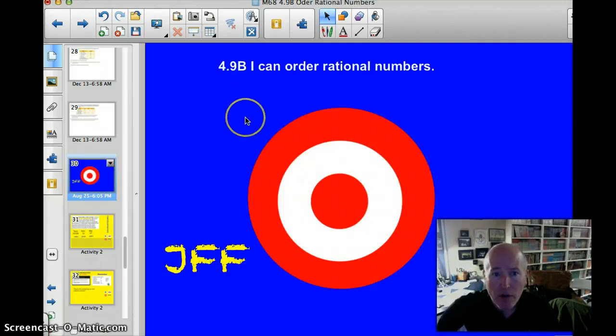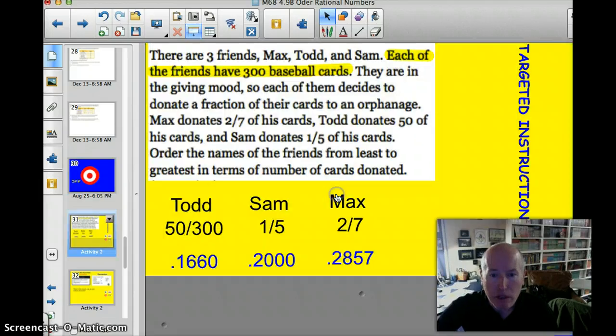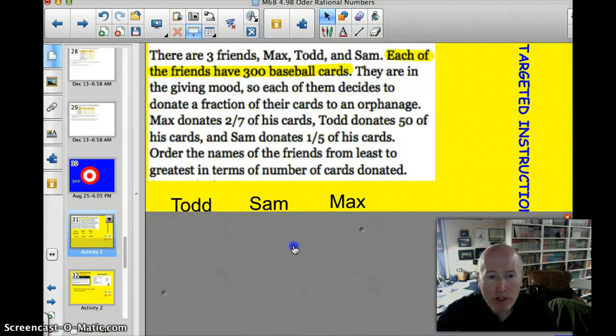Tonight, our target officially is 4.9b. I can order rational numbers. Let's do this thing. Here's a long word problem we'll start off with.